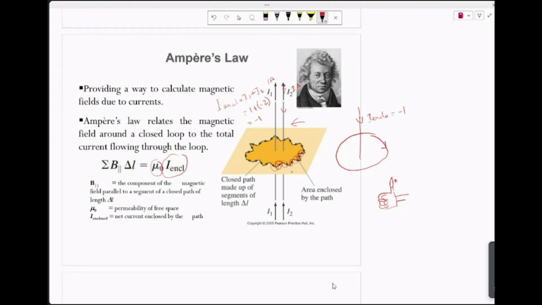Okay, the thumb is the direction of the current, and the other four fingers show the direction of the magnetic field. So in this case, if you look here, the thumb is upwards, and then the other fingers of your right hand would give your fingers like this.